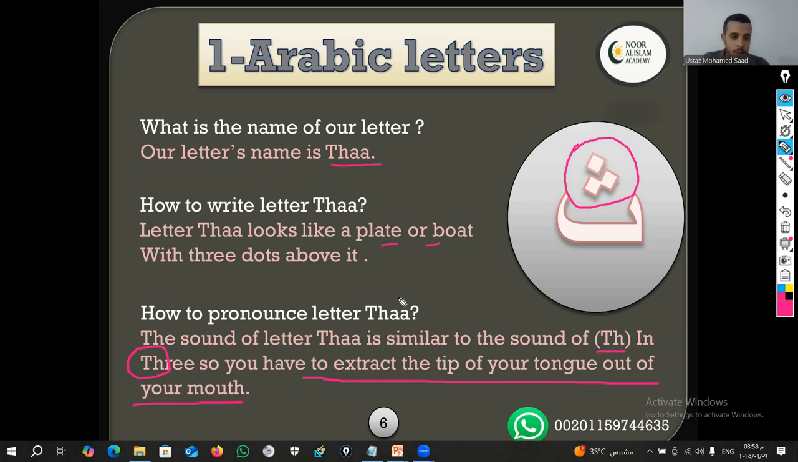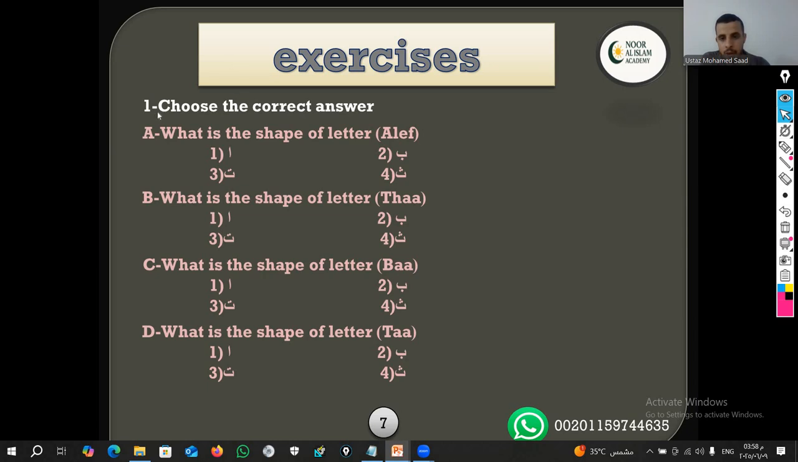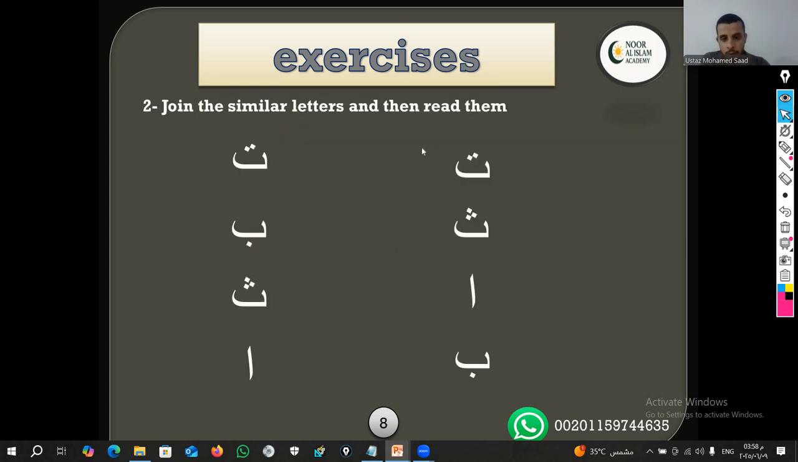So that was all about the first four letters, and the only remaining thing is the exercises, and I will leave them for you to solve. This is the first one. You need to choose the correct answer. We have 4 questions. You can solve them on your own. And this is the second one. We need to join the similar letters, and after this you need to read them. This is the first one. You need to find the one that looks like it in the second column.